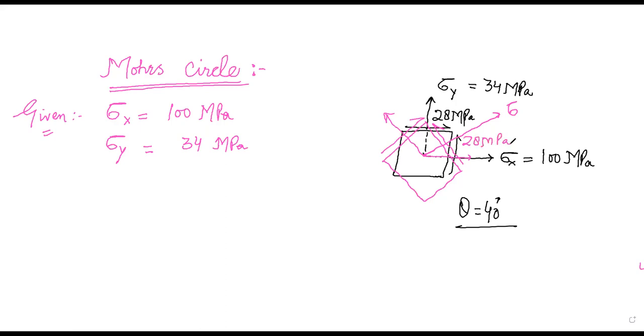28 MPa. Okay. Now look on the right face. How much is the value of shear stress on this face? 28. We write this as tau, and we write this as tau subscript x and y, which is equal to 28 megapascal.